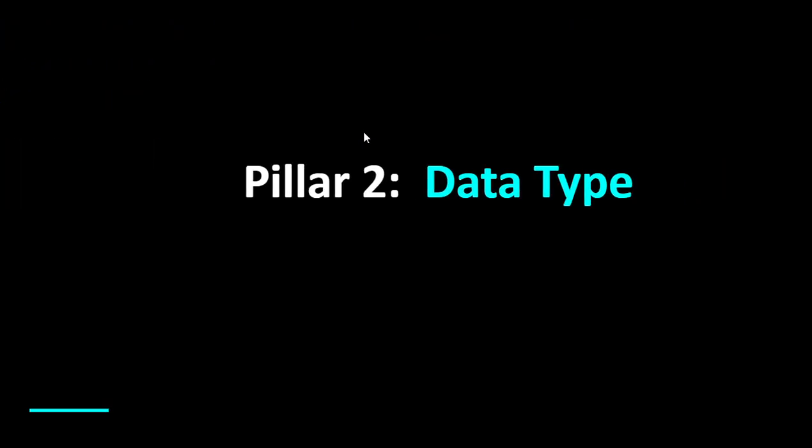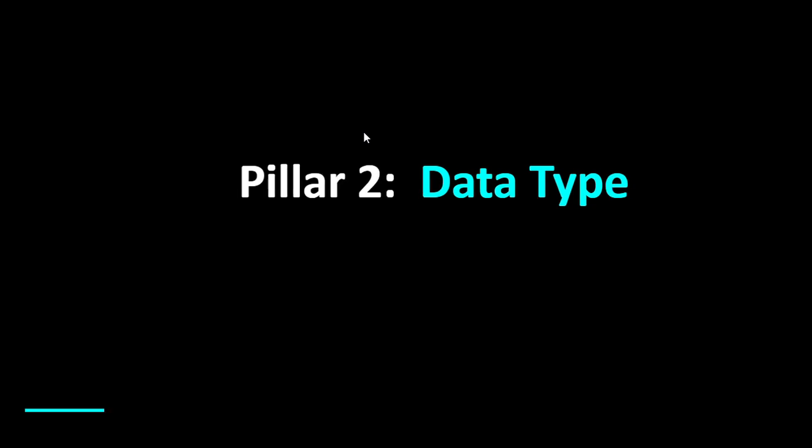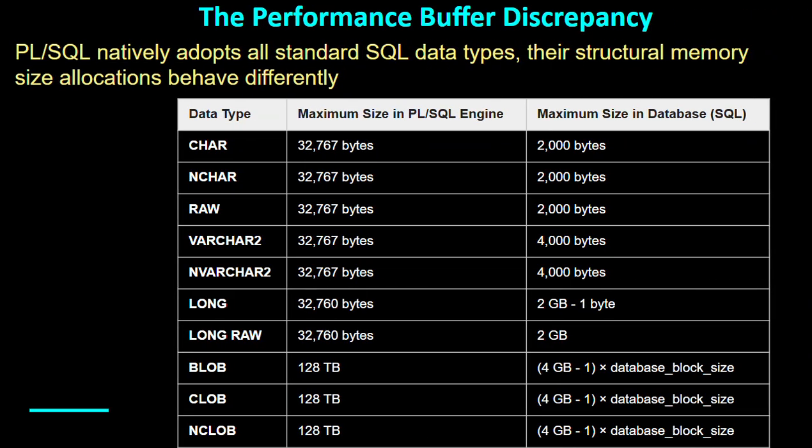Now we move on to data types. We have learned about identifiers and variables, and now we will learn how every variable must have an assigned data type. This data type serves as strict rules on what values are allowed and what operations can be performed using these variables. PL/SQL natively adopts all standard SQL data types as shown in the table here on the screen, but their structural memory size allocation behaves differently depending on whether they are running from a procedural part or from a database table.